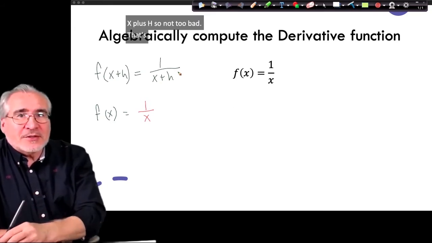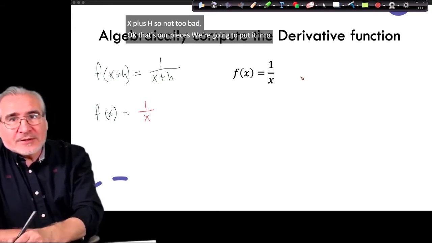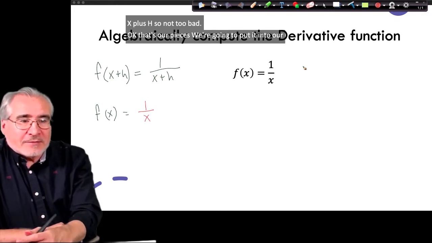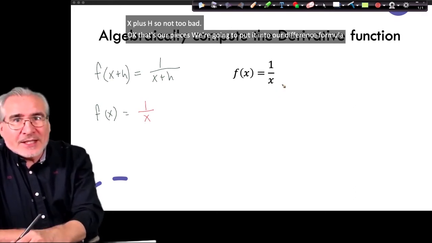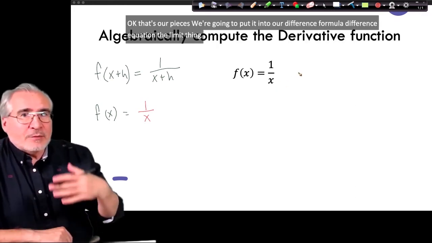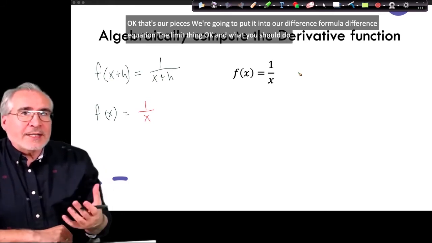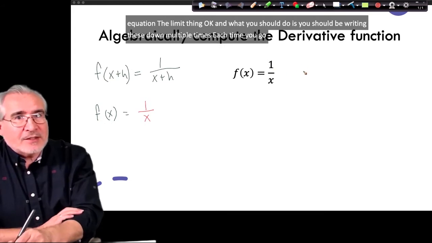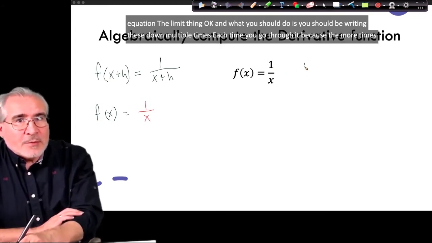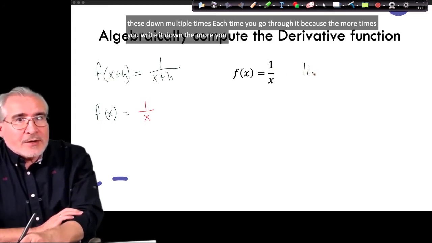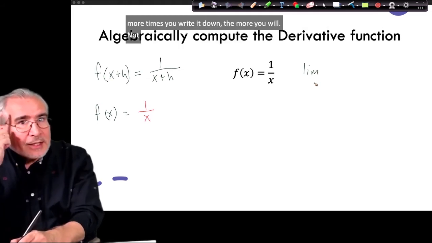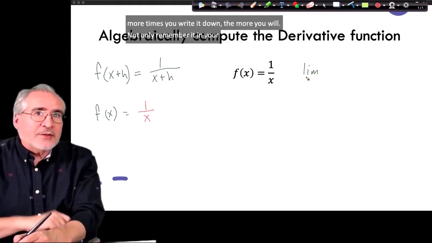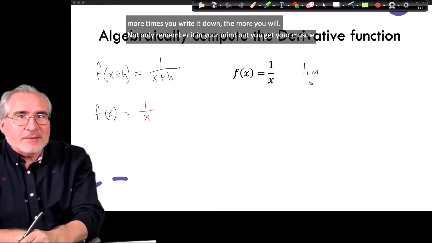We're going to put it into our difference formula, difference equation, the limit thing. Okay, and what you should do is you should be writing these down multiple times each time you go through it, because the more times you write it down, the more you will not only remember it in your mind, but you get your muscle memory. Your hand starts remembering them.